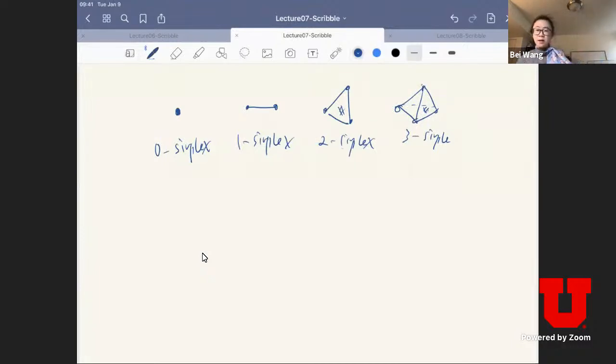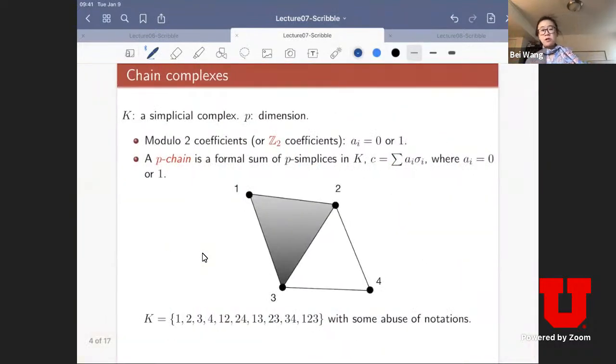If you recall an earlier lecture, in order to understand sensor networks, we had to introduce this concept. The technical definition is that a k-dimensional simplex is the convex hull of k+1 vertices. That is the technical definition, but it's easier to understand this way. Now, if I have a simplicial complex and p is a dimension, there's a concept called a chain complex. But before I do the chain complex, I need to introduce the coefficient.